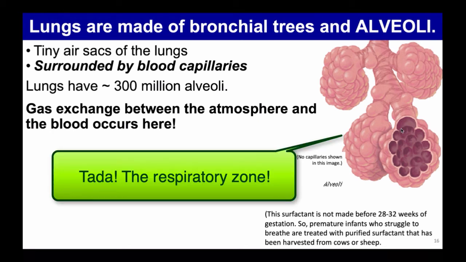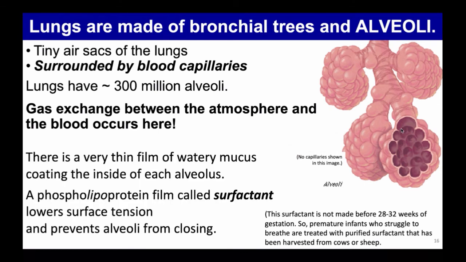This is the respiratory zone. That's it: the alveoli and the pulmonary capillaries that are on the surface. The alveoli are composed of simple squamous epithelium. Can't really tell that from this image, but simple squamous epithelium. But even here, there are specialized cells that produce a very specialized watery mucus called surfactant. Surfactant decreases the surface tension of water. Soaps are surfactants, right? Surfactant is a phospholipoprotein.